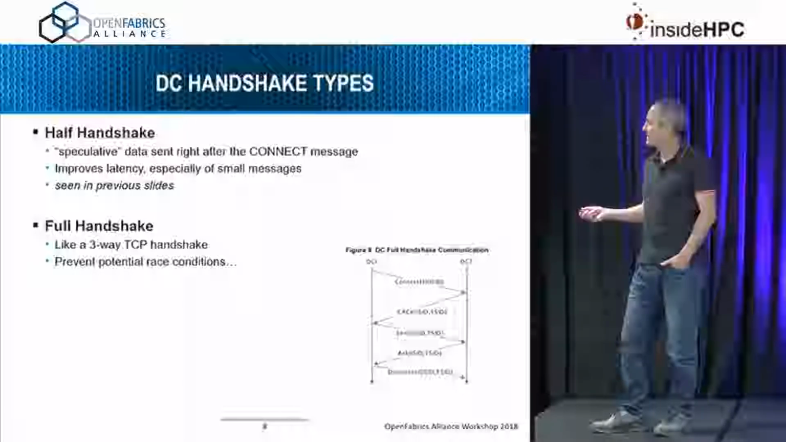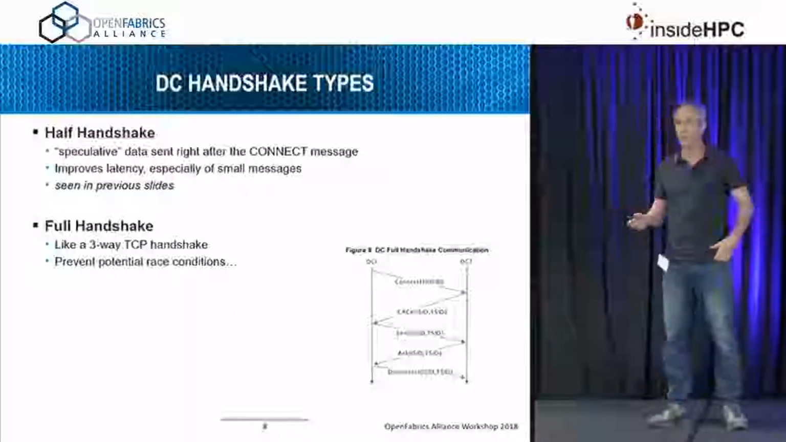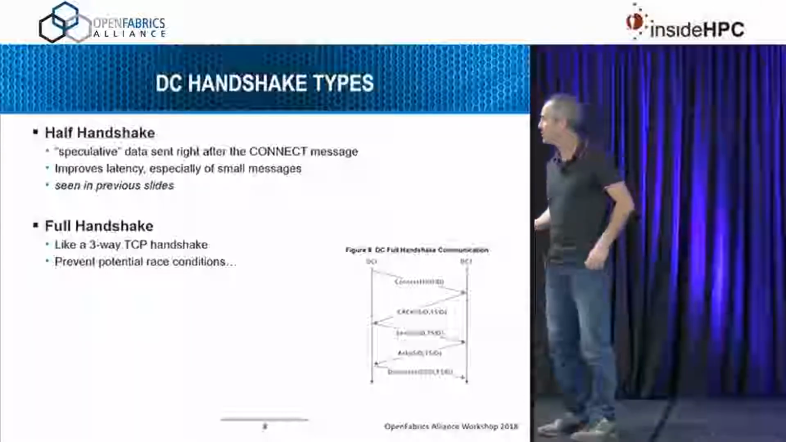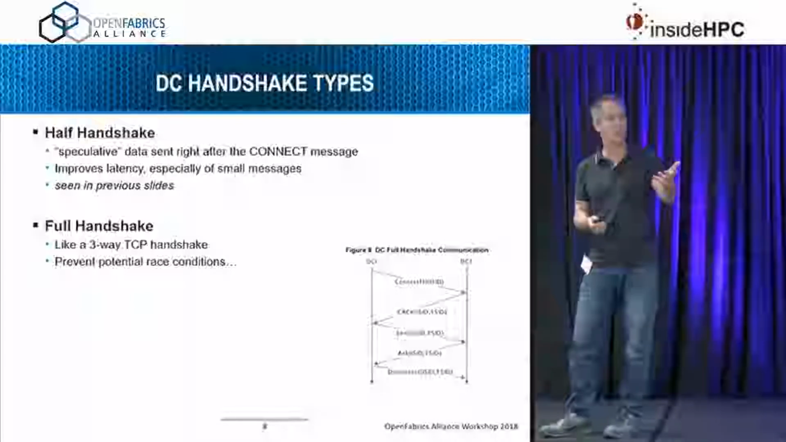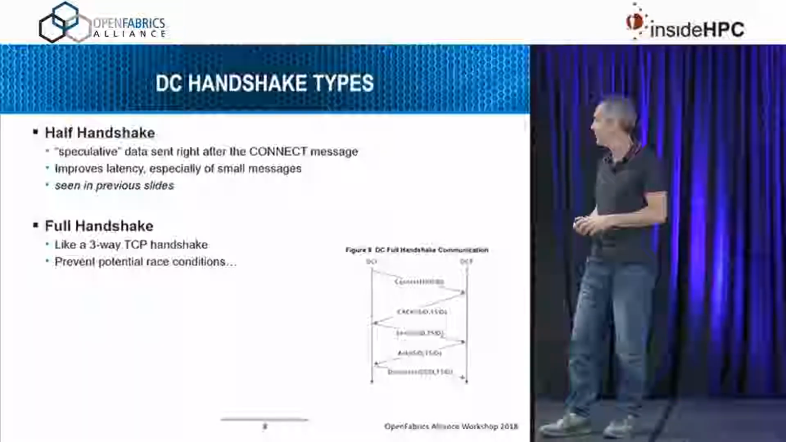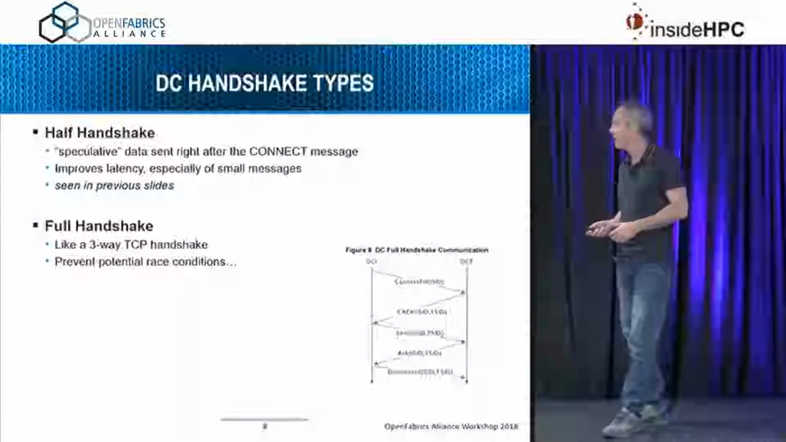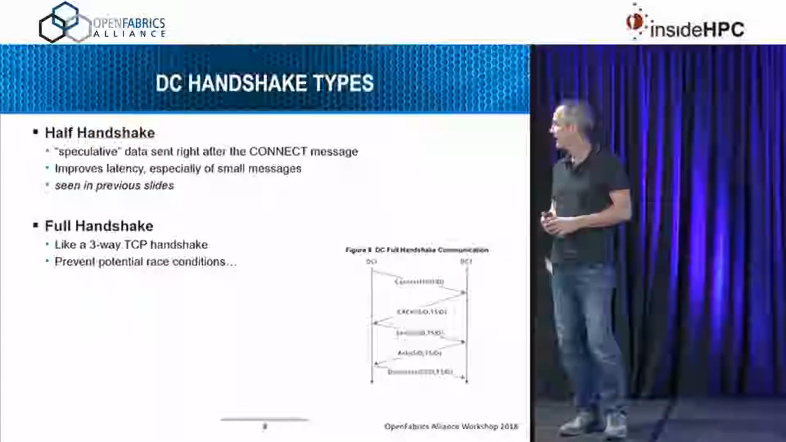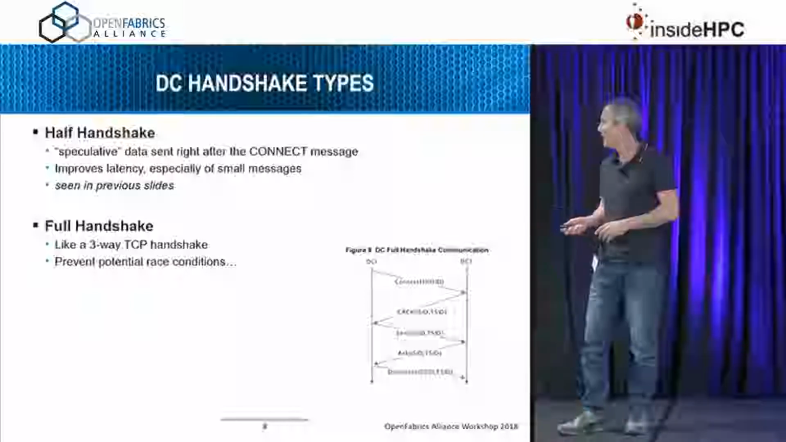DC has two main ways that we've implemented for the connection establishment, what we call half handshake and full handshake. The half handshake assumes the connect is going to be successful and immediately follows with the data send, assuming it's going to be okay. Improves latency, definitely on small messages. Shortens the connection establishment overhead even further.